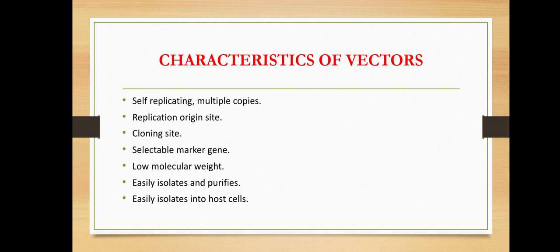Characters of vectors: self-replicating with multiple copies, replication origin site, cloning site, selectable marker gene, low molecular weight, easily isolated and purified, and easily introduced into host cells.